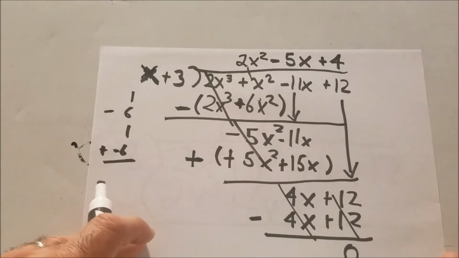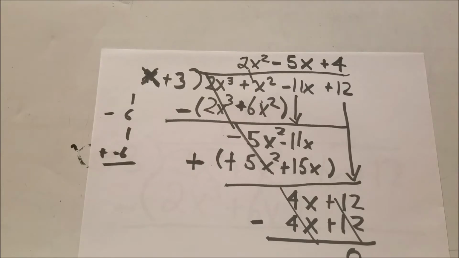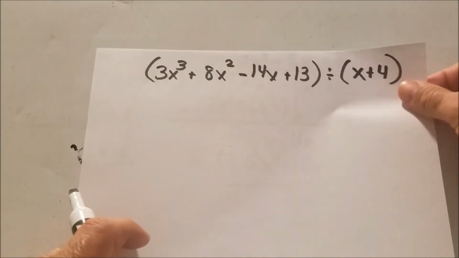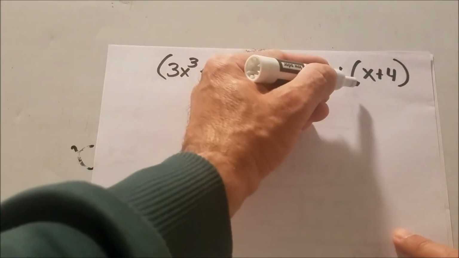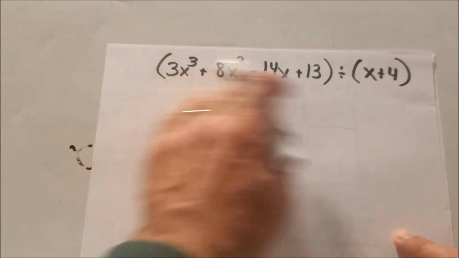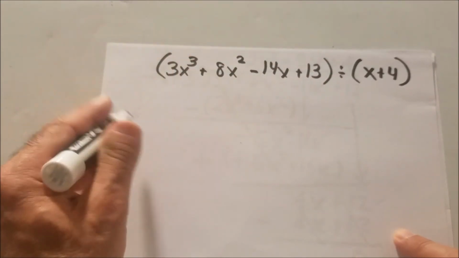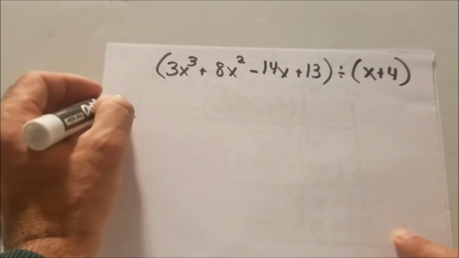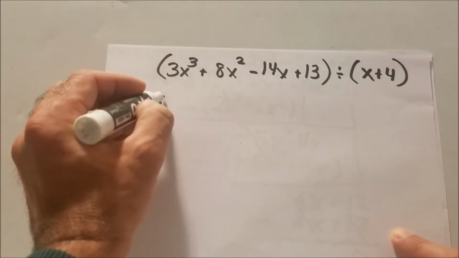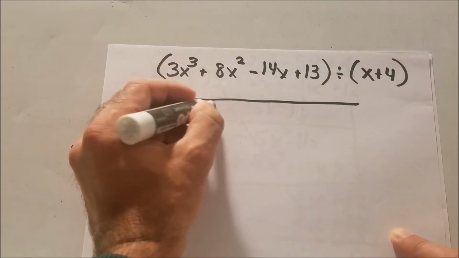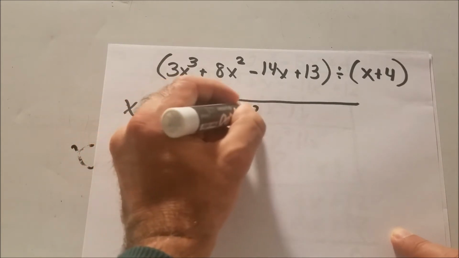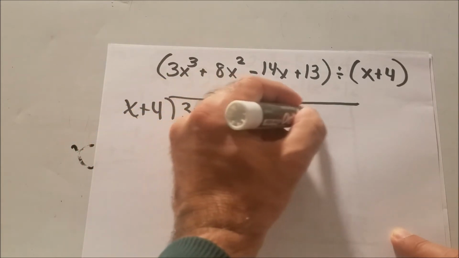All right, so let's do a few more. What if we had something like this? Again, this is the divisor, right? The first term, the first is always the dividend. So we'll just rearrange this. We'll put x plus 4 here, and we'll make our box, and we'll put in the rest: 3x cubed plus 8x squared minus 14x plus 13.